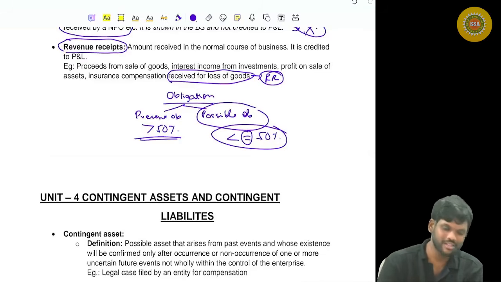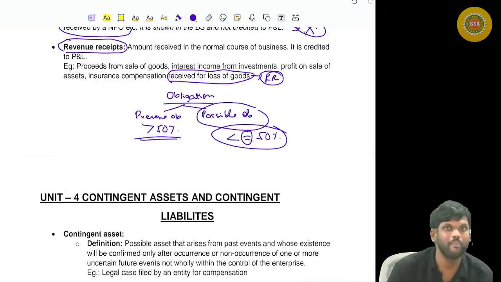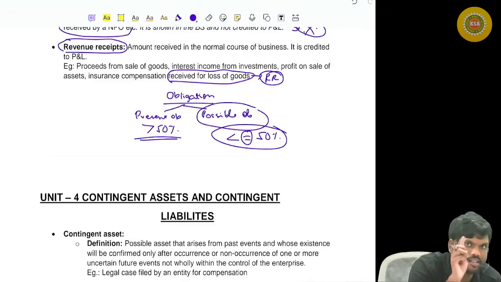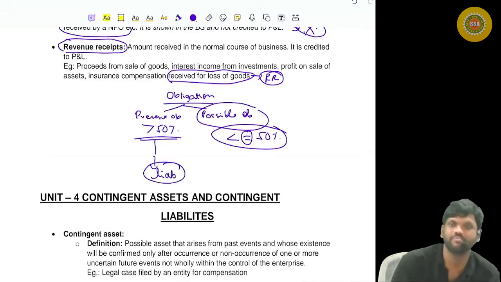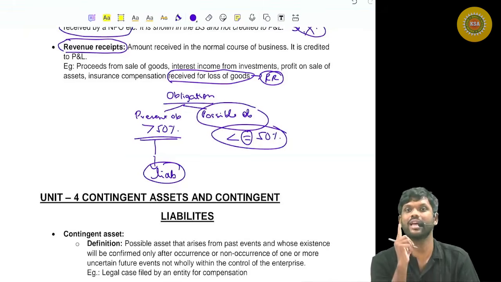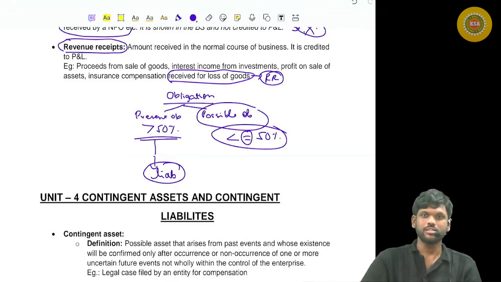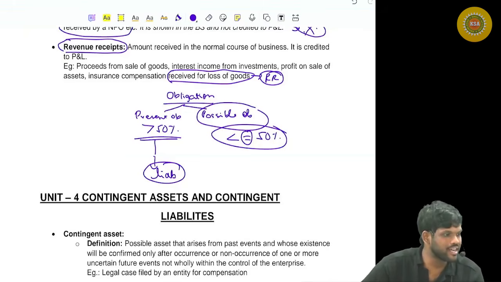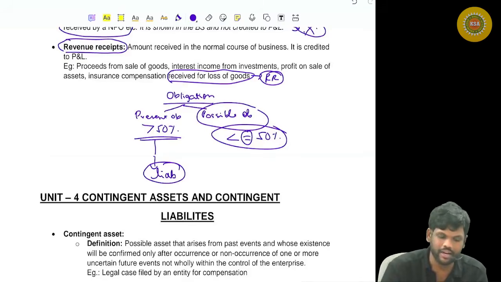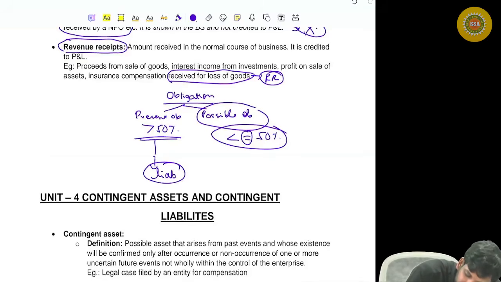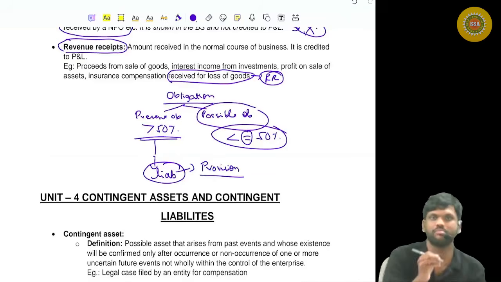Sir, why are you telling us this? Listen. If there is an obligation that is a present obligation, that present obligation can be called a liability. Possible obligations cannot be called liabilities. Sir, so all the liabilities I see in my balance sheet are present obligations. Yes, only when it is a present obligation you can call it a liability. Within that liability, if there is an estimation involved, then that liability will be called a provision.